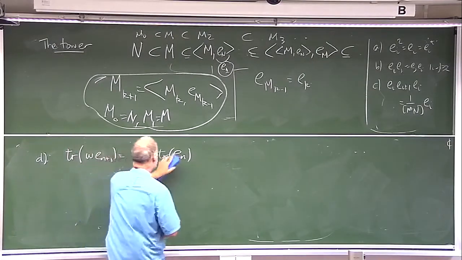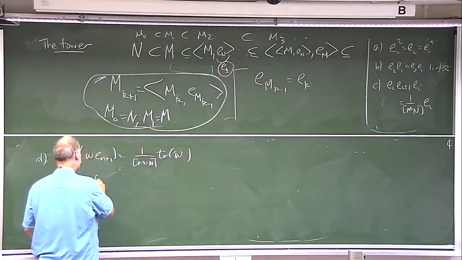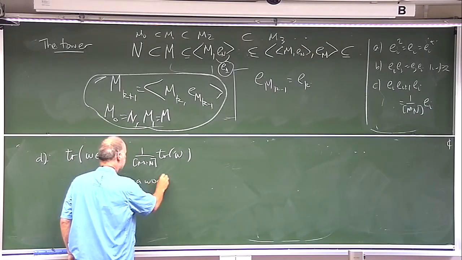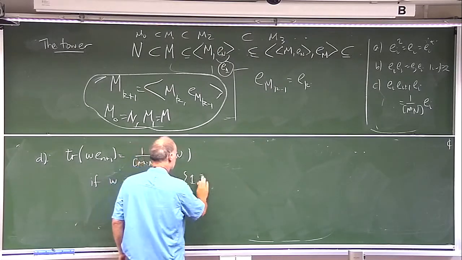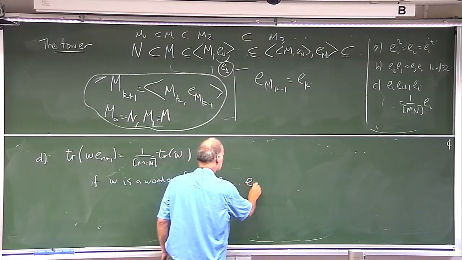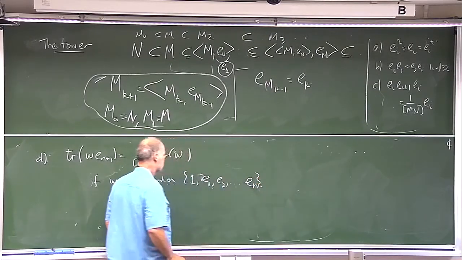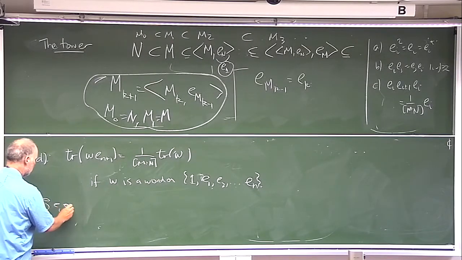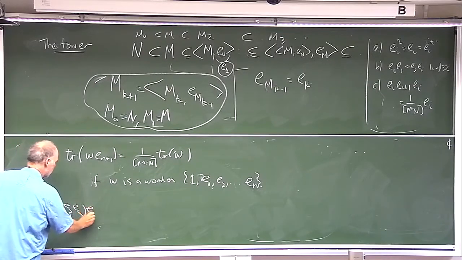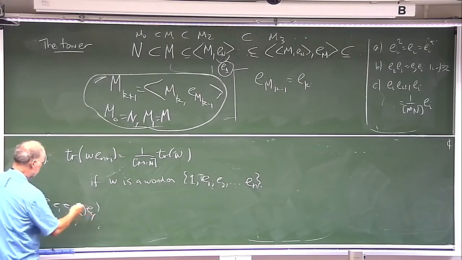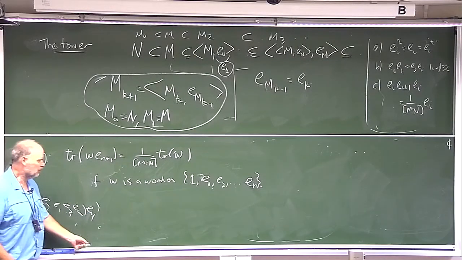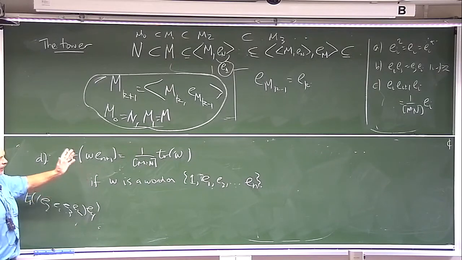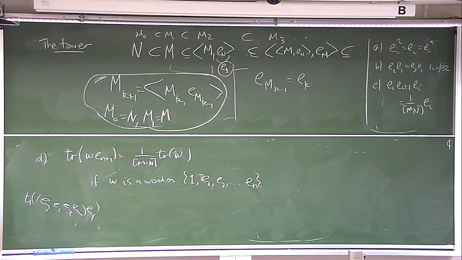times the trace of W, if W is a word. Okay, so that's if you have a word like E2, E1, E3, E2, and then you multiply it by E4, the trace of that is the same thing as the trace of this one. And it's a really amusing exercise to show you that inductively this formula tells you how to calculate the trace of any word on the E_i. That's the key, the technical key to actually proving this 4 cos squared pi over n thing.